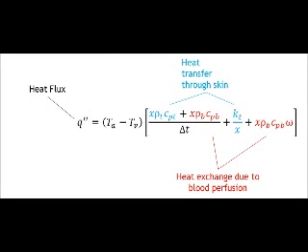Now that we know our h value from our heat flux sensor, it can be applied to this equation here, so the Q double dash from the previous equation. Everything you see in blue is the heat transfer through the skin, everything you see in red is the heat exchange due to the blood perfusion.